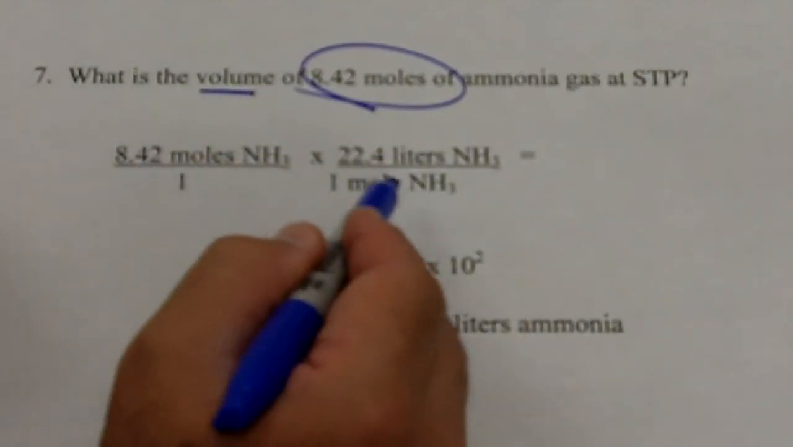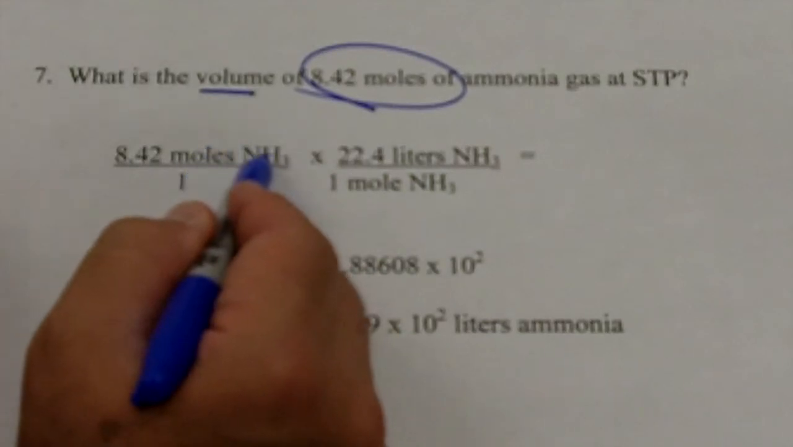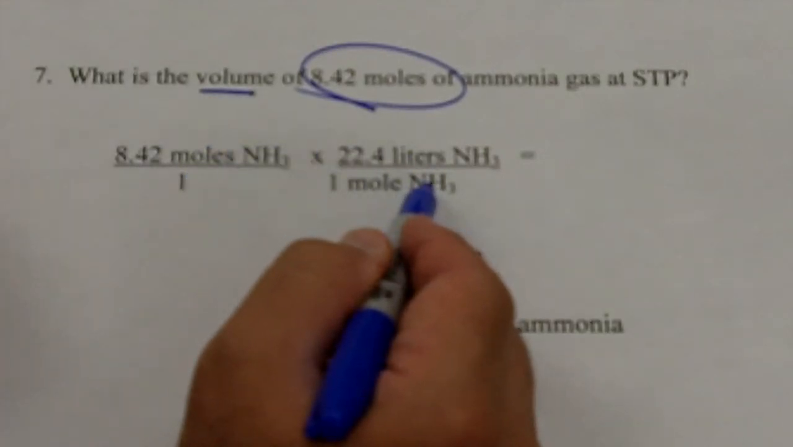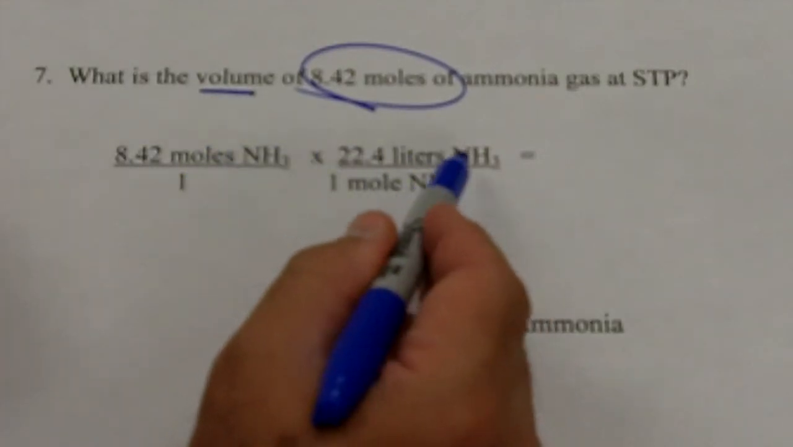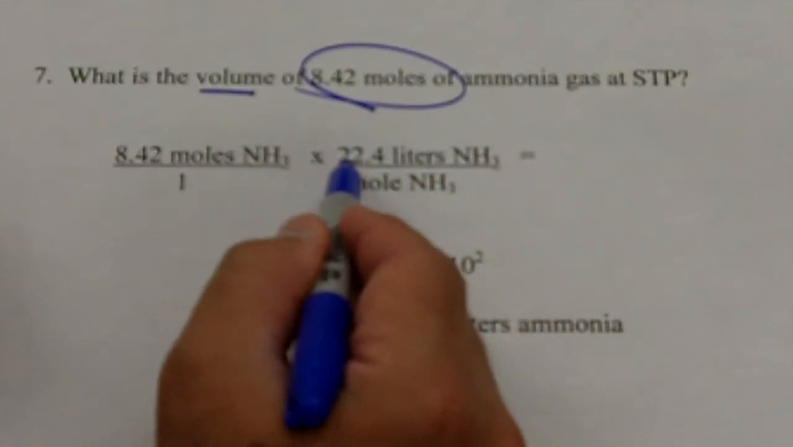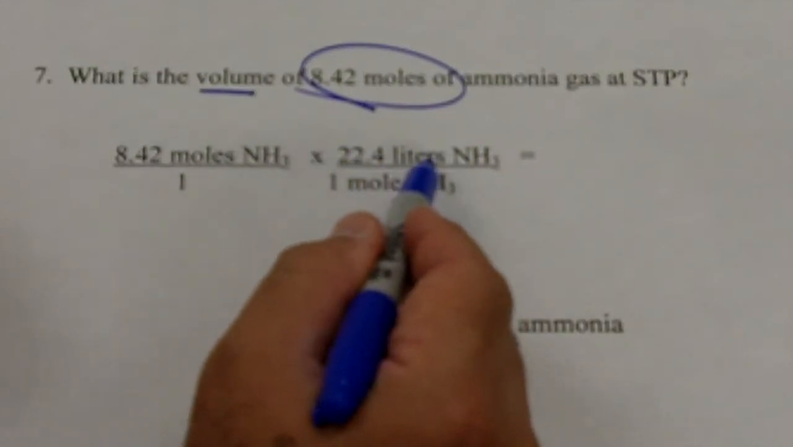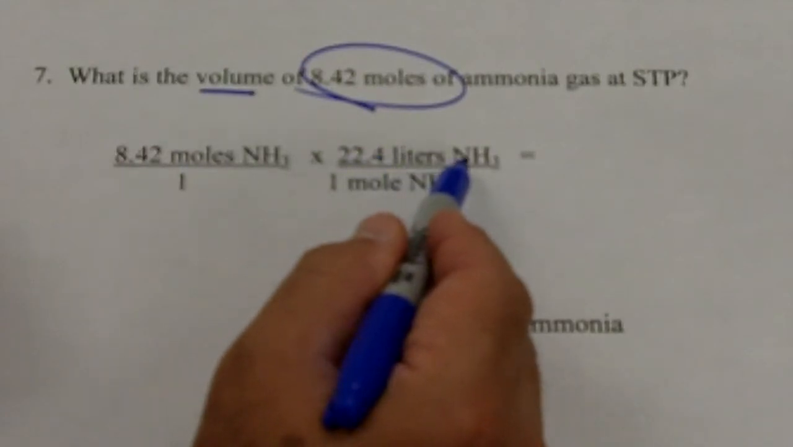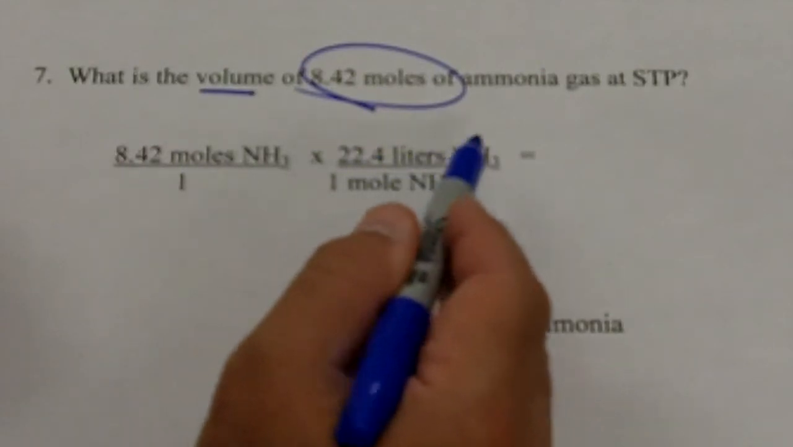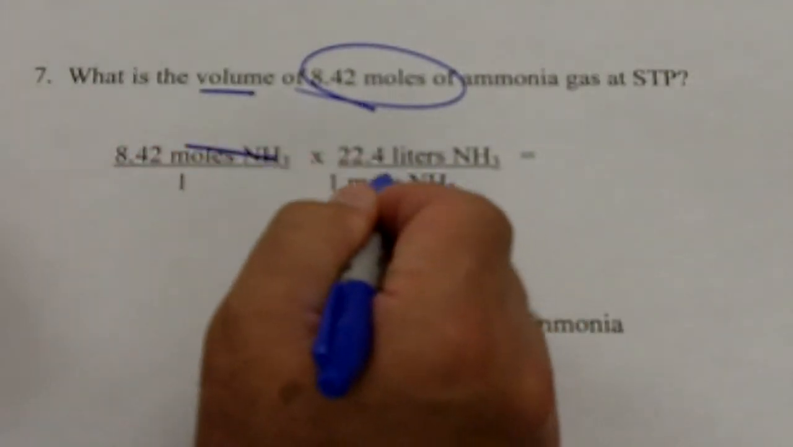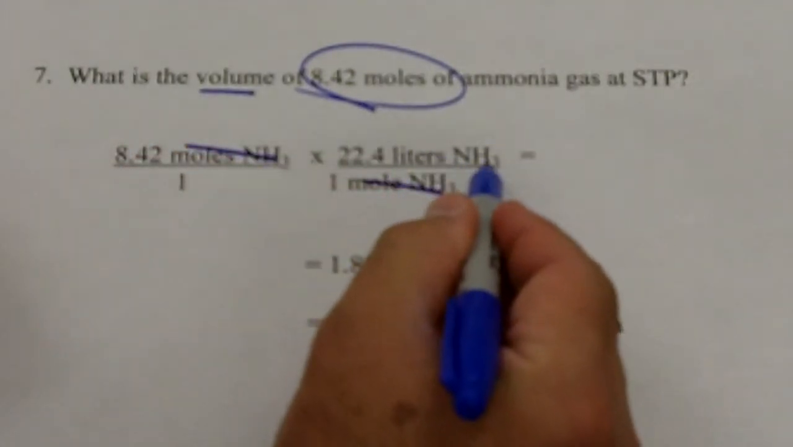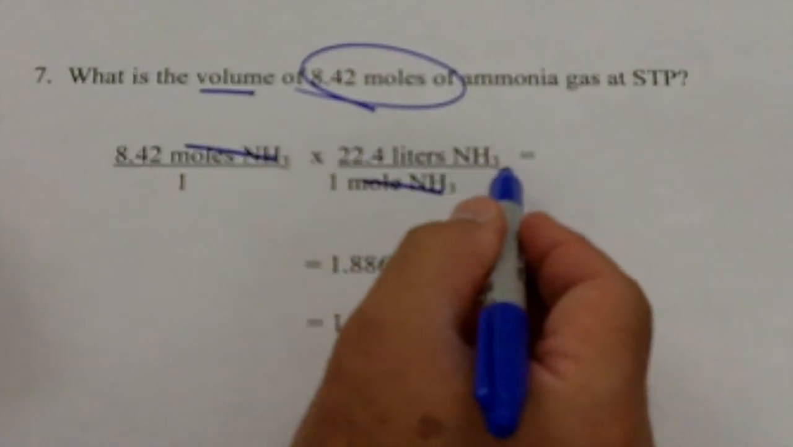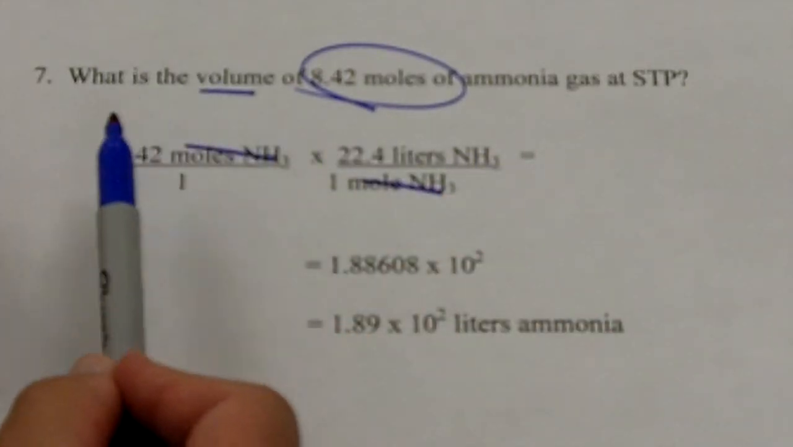Not the number, just the unit. Moles of NH3, moles of NH3. NH3 is a gas at STP. Therefore, it has a volume of 22.4 liters. 1 mole has a volume of 22.4 liters by definition at STP. So moles will cancel with moles. I'm looking for volume. Liters is a unit of volume, and so it's time for me to get my calculator.